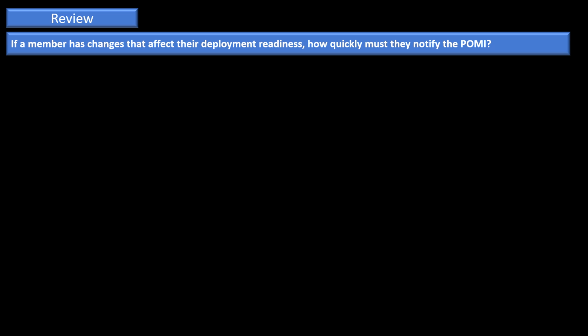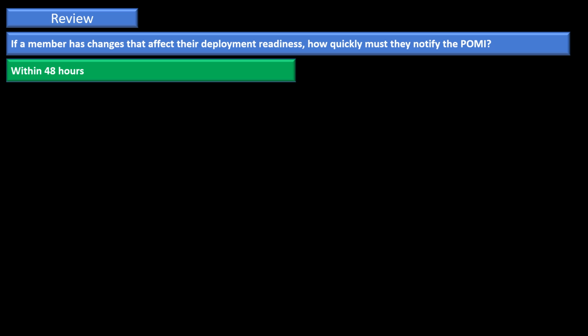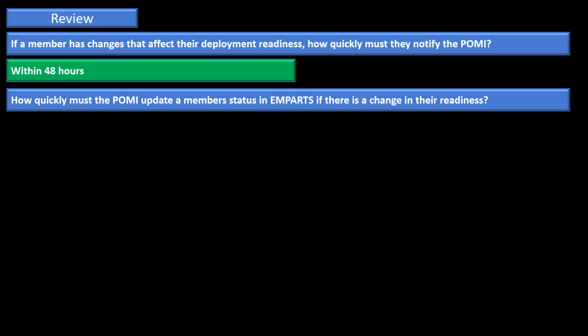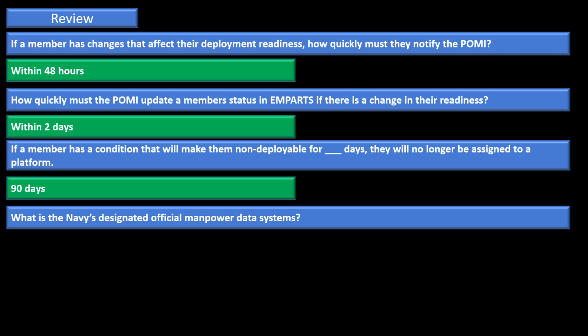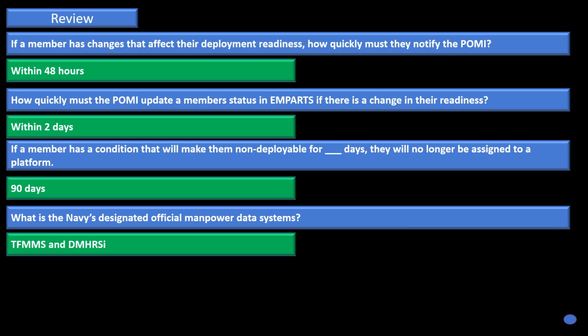If a member has changes that affect their deployment readiness, how quickly must they notify the POMI? They've got to let the POMI know within 48 hours. How quickly must the POMI update the member status in IMPARTS? If there's a change in the readiness, they've got to get that done within 2 days. If a member has a condition that will make them non-deployable for blank days, they will no longer be assigned to a platform. If you've got a condition that's going to make you non-deployable for 90 days, you can no longer be assigned to a platform. What's the Navy's designated official manpower data system? Our manpower data system is going to be TFMMS and DEMERS I, the Total Force Manpower Management System and DEMERS I.